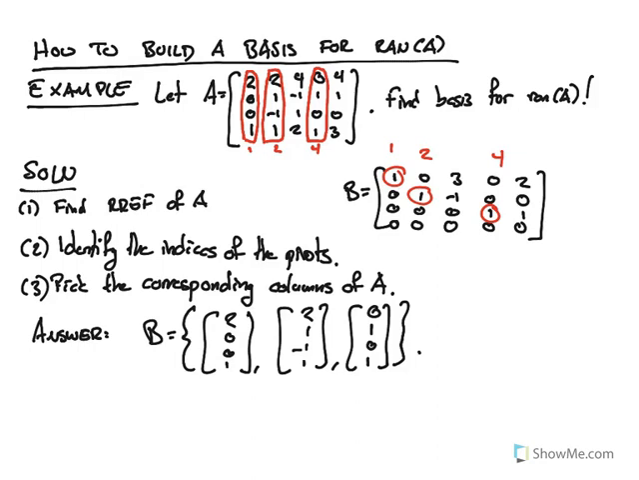And that's it. So notice how simple this is. You start with the matrix, you compute the RREF, you know how to do that. Then you just identify which are the columns that hold the pivot elements of the RREF, and then you just extract the corresponding columns of A.